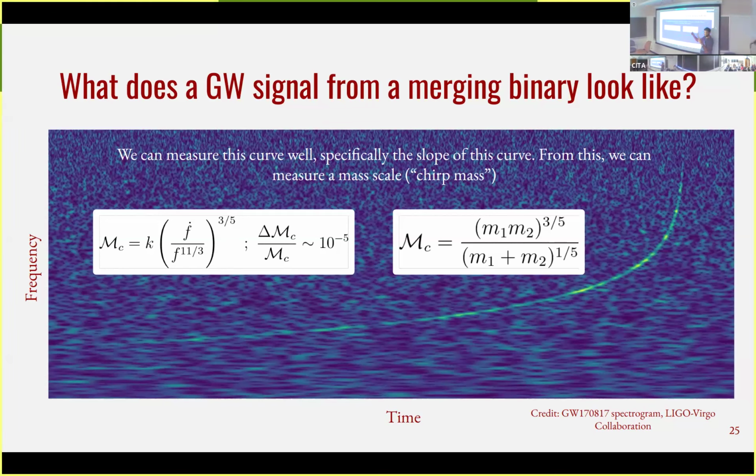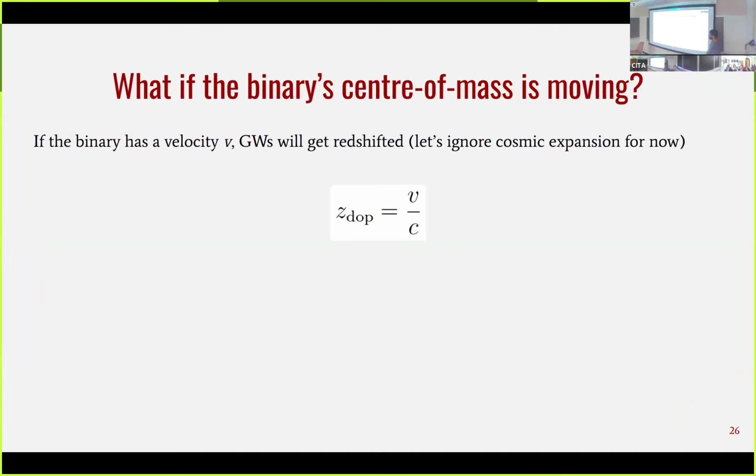That M1, M2 are just the masses of the objects in the binary. It's some pure combination of these two masses. Okay, so we measured the chirp mass really well, 1 part in 10 to the 5. That's the take home message. But right now we have not considered whether the binary is moving or stationary. We've actually considered that the binary is stationary right now.